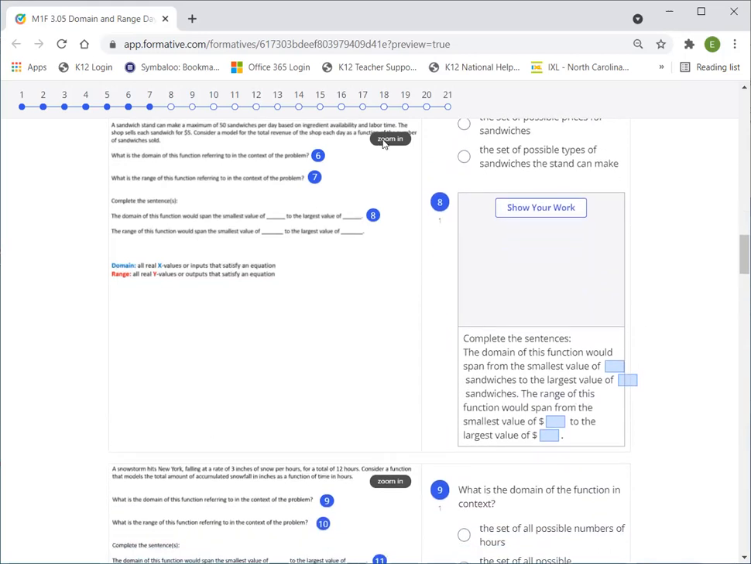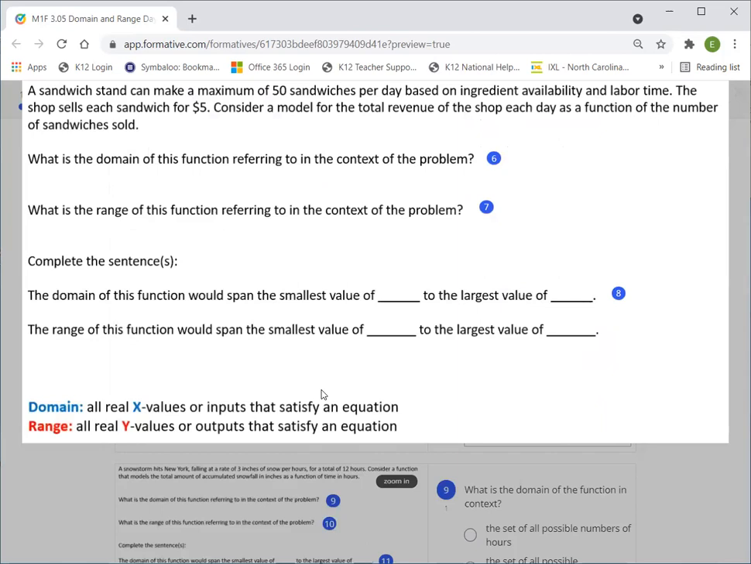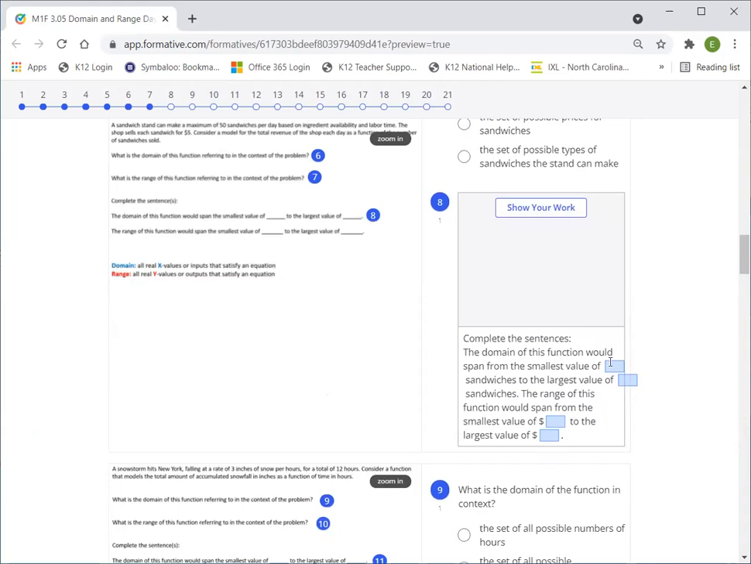Then it says, complete the sentences. The domain of the function would span from the lowest value of blank to the largest value of blank. Remember, our domain is sandwiches. So the lowest number of sandwiches I can make is 0, and they say the highest number of sandwiches that we can make is 50. So the lowest would be 0 and the highest would be 50.